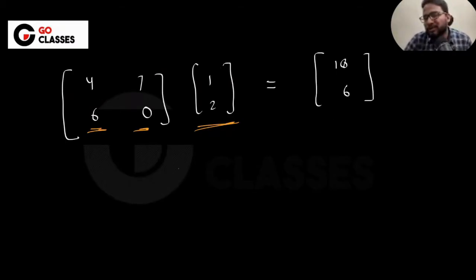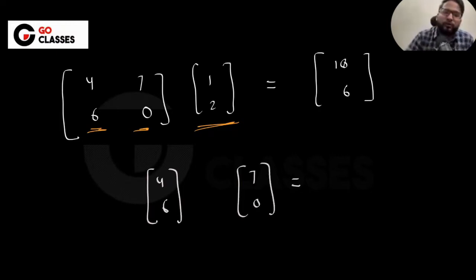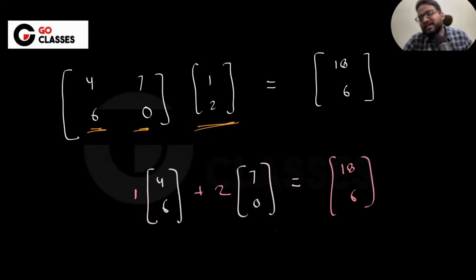But instead of doing this, what I'm saying is, you write this vector, which is 4, 6, here, you write another vector 7, 0, and take the linear combination of these two vectors to get your answer. How to take the linear combination? Just write the coefficients from this vector, which is 1 and 2. If you do so, then this is 4 plus 14, which is 18, and then this is 6 plus 0, which is 6. Very easy, right? You can easily find out using the linear combination. Let me know if that is clear to everyone.